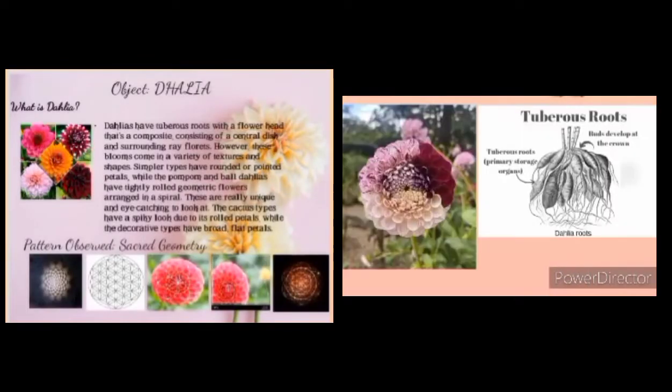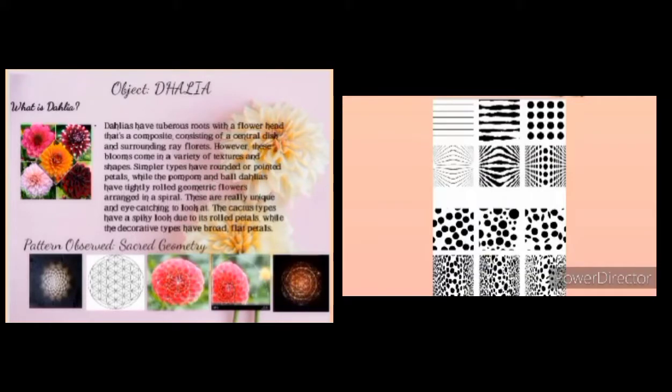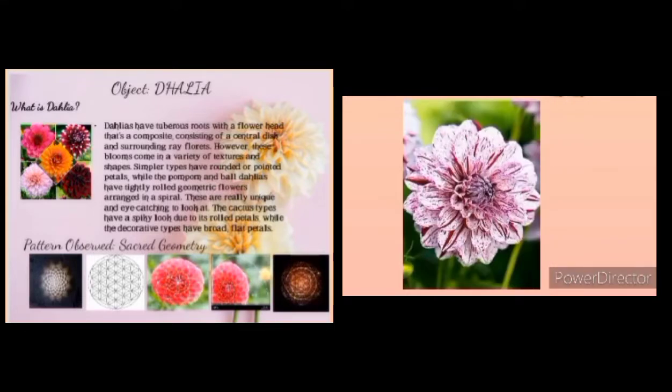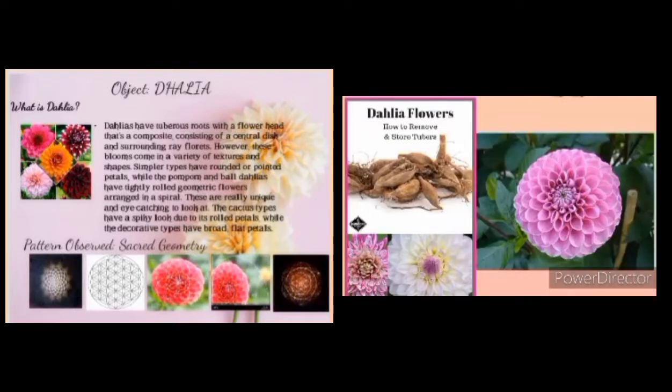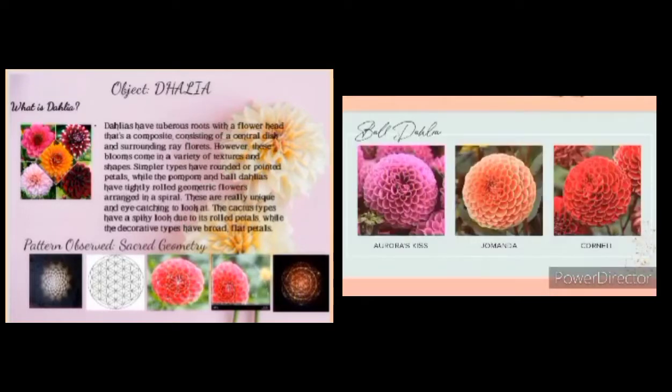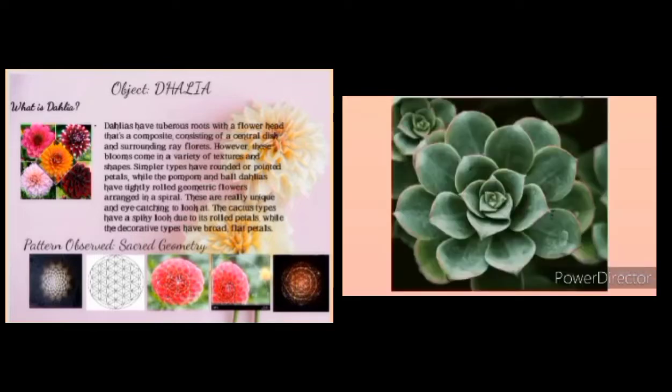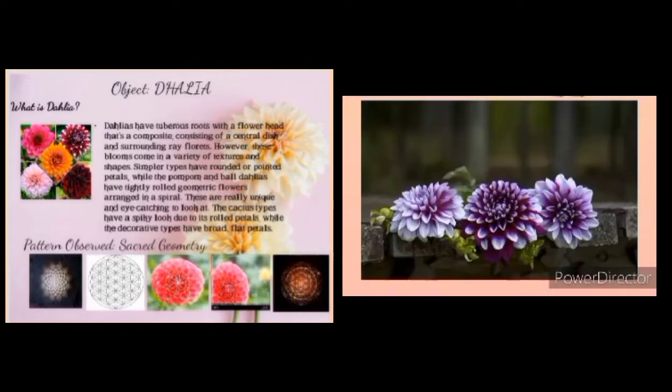Dahlias have two bunched roots, with the flower itself a composite consisting of a central disc and surrounding ray florets. However, the bloom comes in a variety of textures and shapes. Some flower types have rounded or pointed petals, while the pom-pom and ball dahlias have tightly rolled geometric flowers arranged in a spiral. This is really unique and eye-catching to look at. The cactus types have a spiky look due to their rolled petals, while the decorative types have broad, flat petals.